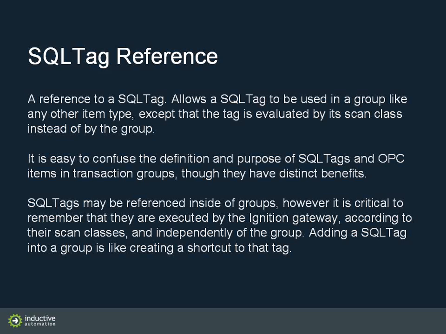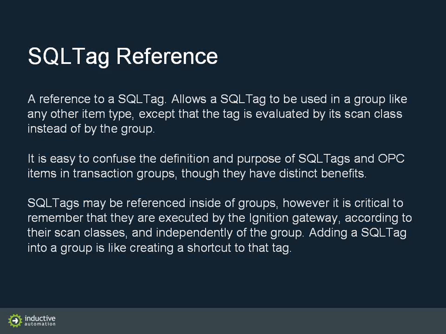So you may have two conflicting actual update rates. You may have one on the scan class that says how fast that tag is being updated, and you may have one on the group, which is how fast that group is going to run. So these, of course, are not recommended to be used inside of a group, and you definitely want to use OPC items in the groups, but there are times and purposes for using SQL tags in an actual group. So it is very easy to confuse the definition and the purpose of these two. They have distinct benefits, and there are pros and cons of each, right?